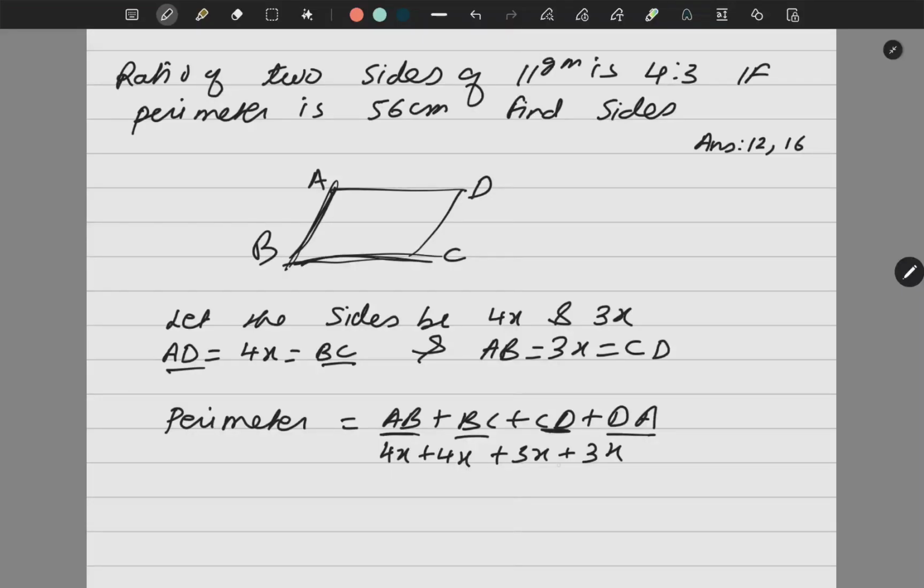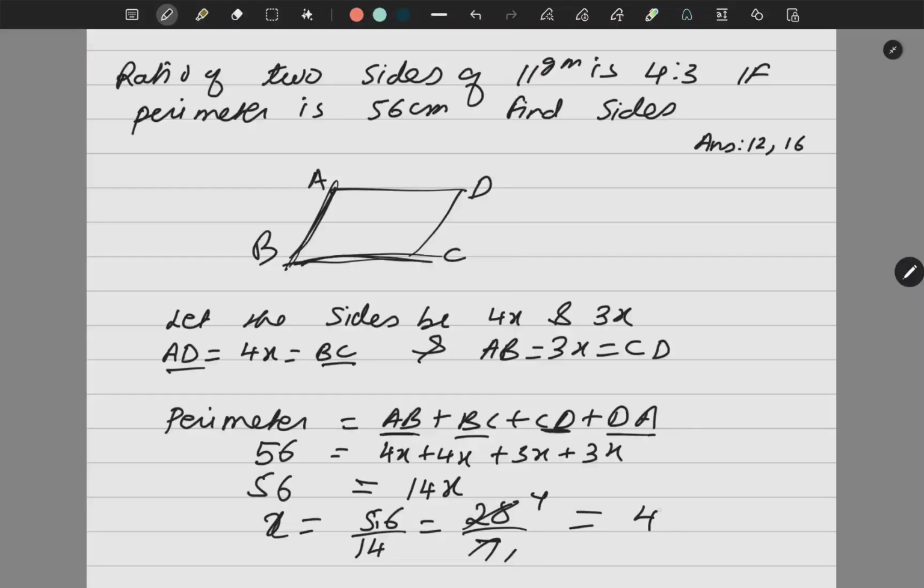So 8, 9, 10, 11, 12, 13, 14. So 14x is equal to, how much is the perimeter given? 56. Right? So what is x? x is equal to 56 upon 14. So 2 twos are 4, 8, and 2 sevens are 14. 7 ones are 7, 7 fours are 28. So my x is equal to 4. Right? x is equal to 4.